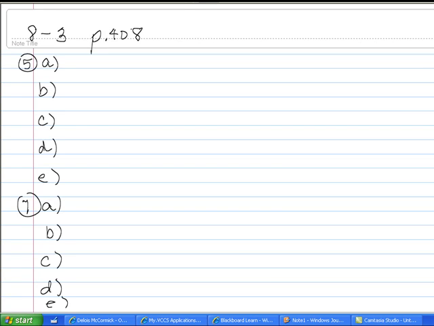Let's take a look at some sample problems from section 8-3 on testing a claim about a proportion. We'll begin on page 408 with number 5, and we're asked to do 5 things for each one of the problems. First of all, is the test two-tailed, left-tailed, or right-tailed? What is the test statistic? What is the p-value? What is the null hypothesis, and what do you conclude about it? And then what is the final conclusion?